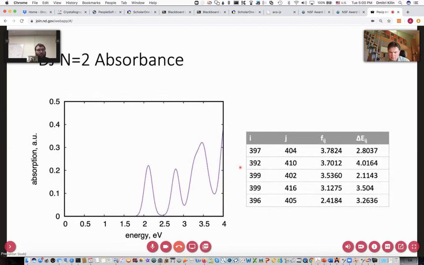And for the n equals 2 absorbance, we see several distinct peaks from about 2.1 eV, 2.2 eV, continuing on until the end of the graph at 4 eV. And the HOMO in this one is the 400th orbital, in case you were wondering.